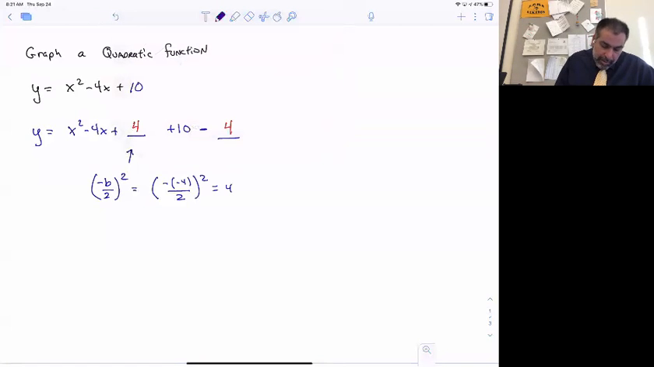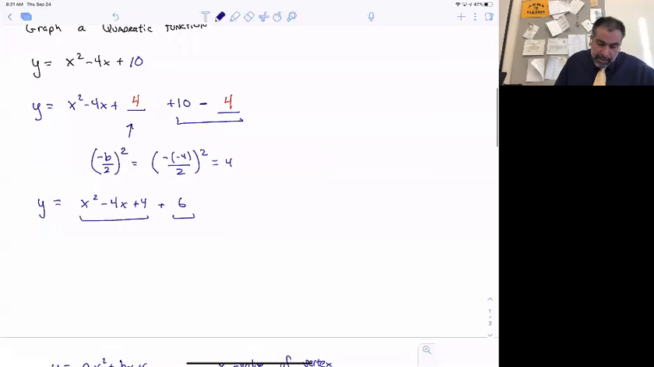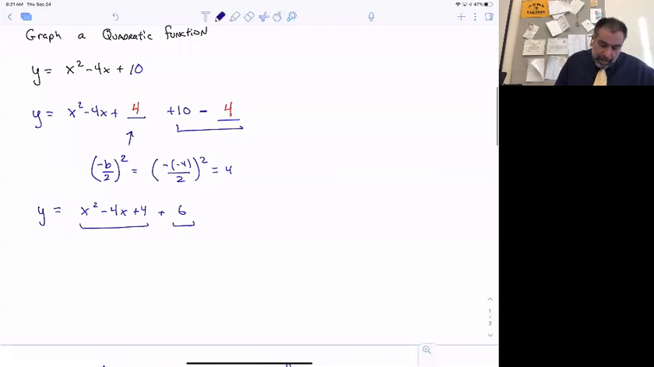Now, continuing with this, we're going to get that y is equal to x squared minus 4x plus 4, and we're going to group that together. And now these two leftover pieces are going to become plus 6. We're just going to leave that on the outside because that's not part of our perfect square. From here, we are going to factor this to (x minus 2) quantity squared, and then we're going to leave that 6 on the outside.